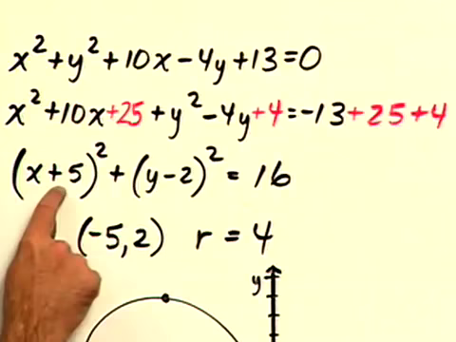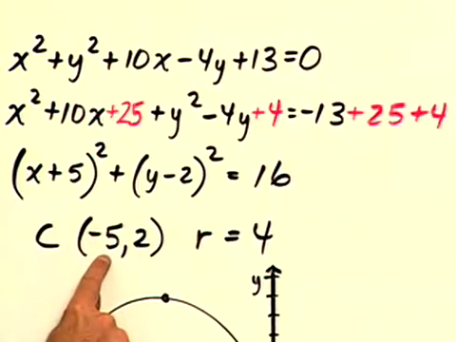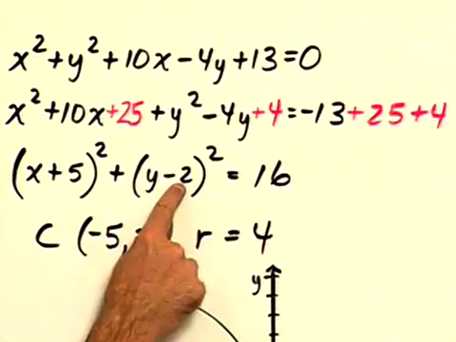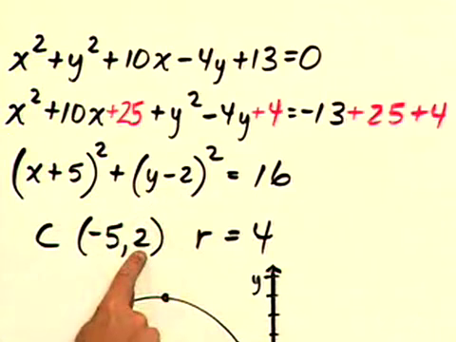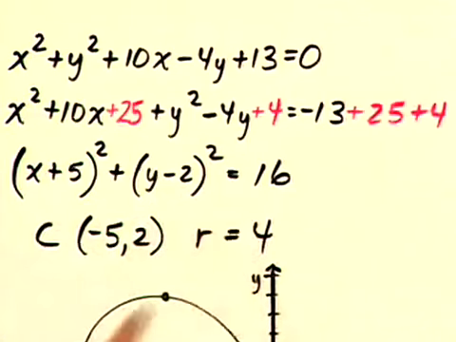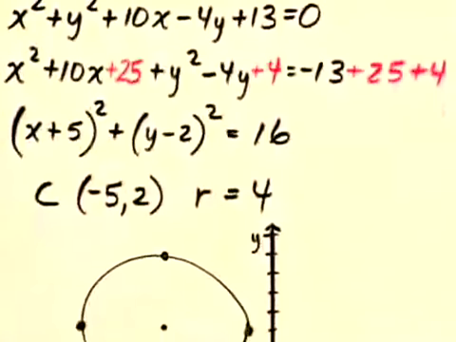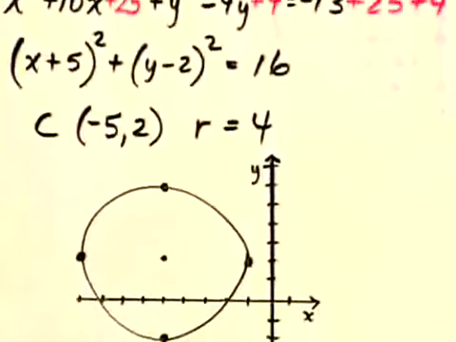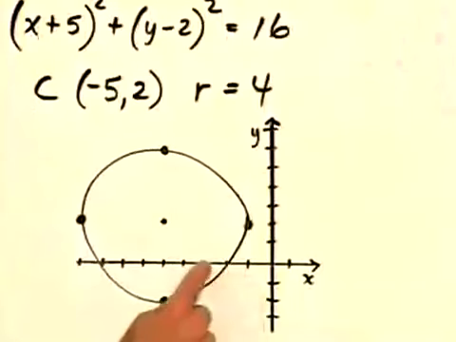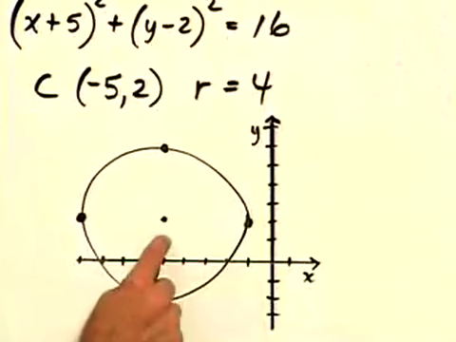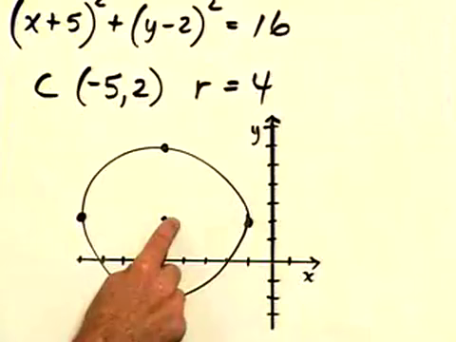From here, I take the opposite of this number to get my x-coordinate of my center, opposite of this for the y-coordinate of my center, and I take the square root of 16 to get 4 for my radius. And once I have that, I need to graph my center, which was negative 5, positive 2, which is right here. Then my radius was 4.